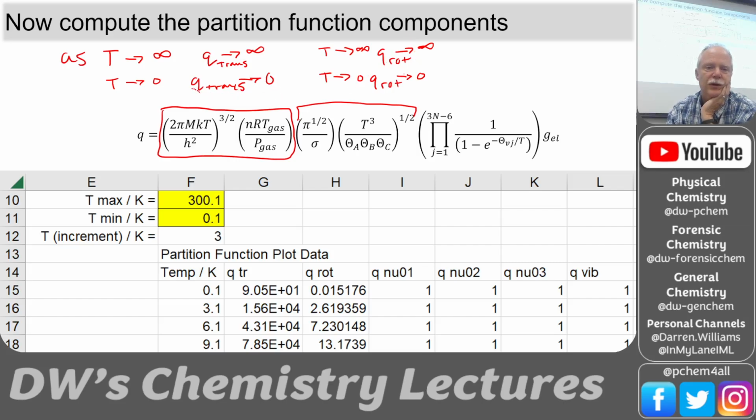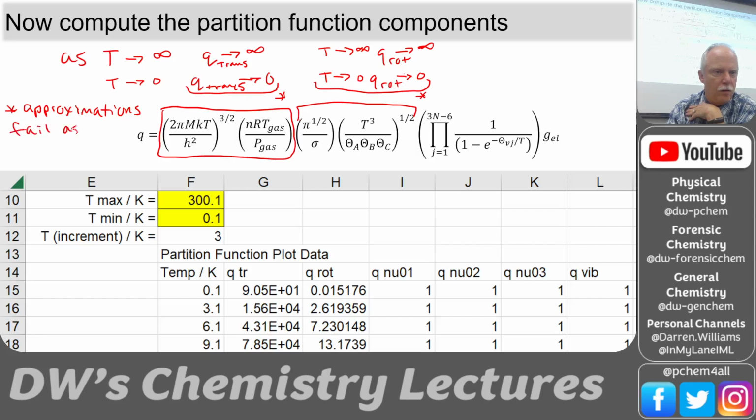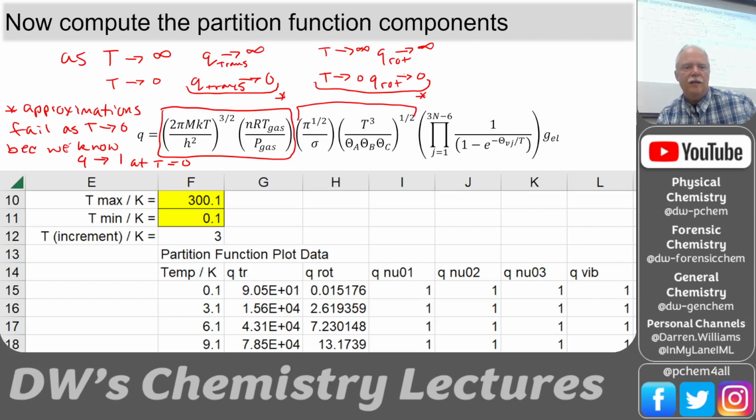So these pieces right here, I'll put a star by them. And over here I'll put, and I say approximations fail as T goes to 0 because we know Q goes to 1 at T equals 0.